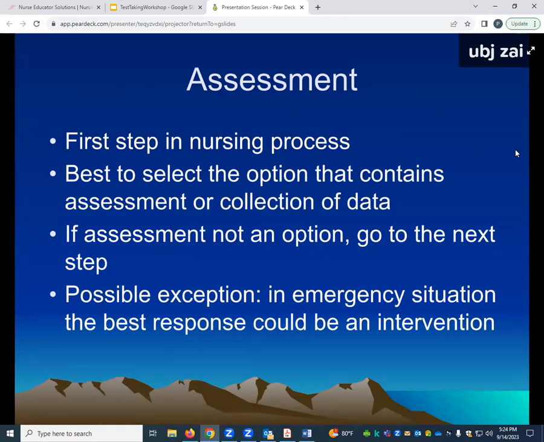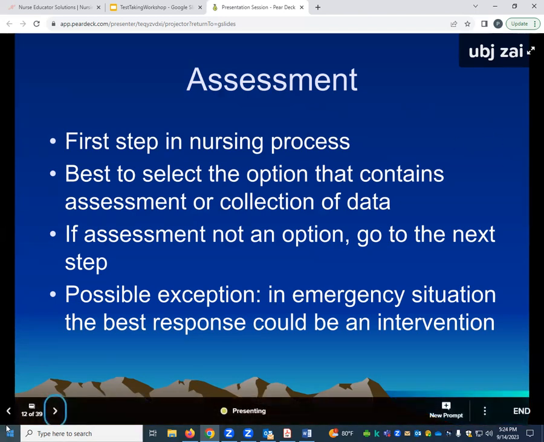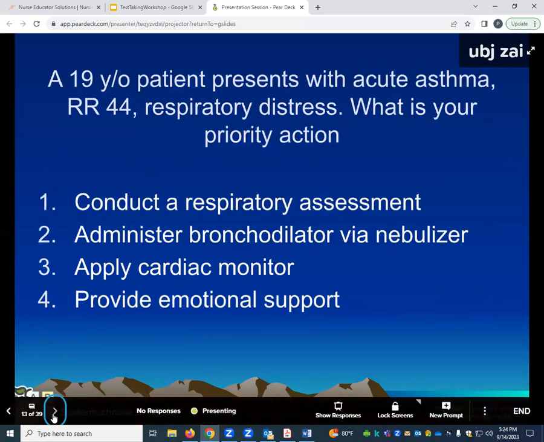So you have to be able to use your critical thinking, your clinical judgment to determine if that scenario is describing an emergency, or if that scenario allows you to take the time to get more assessment data before you decide what your intervention next step is going to be.